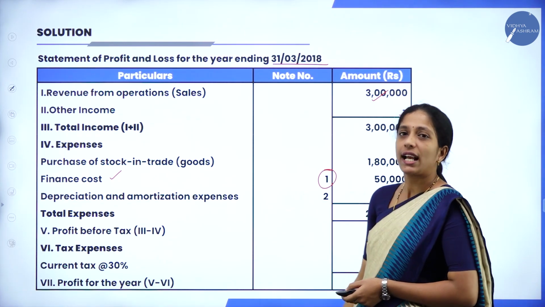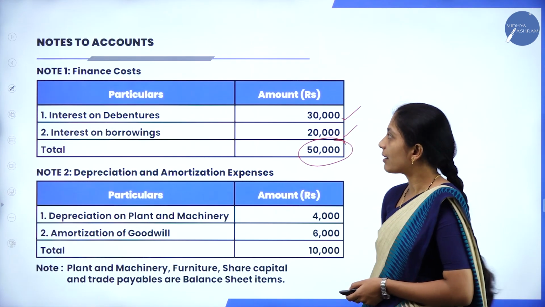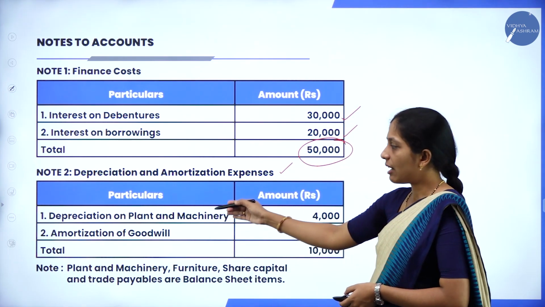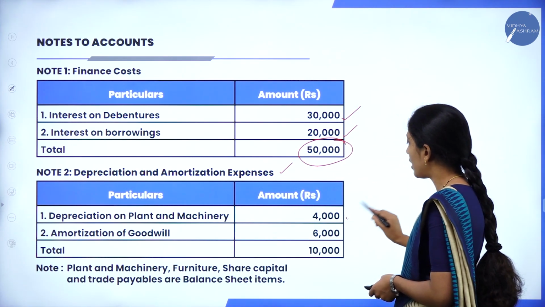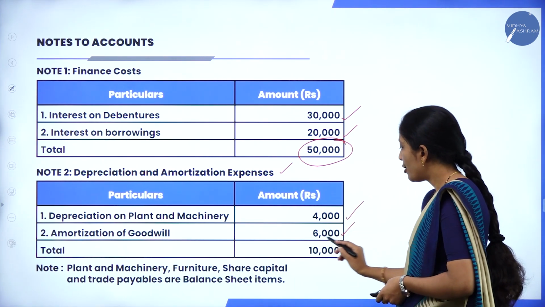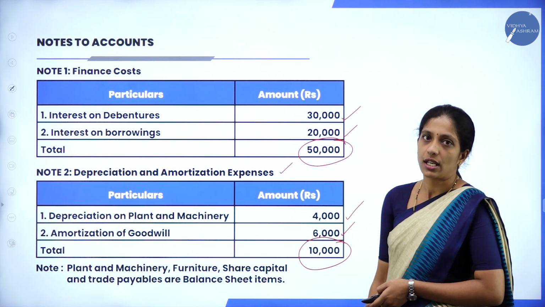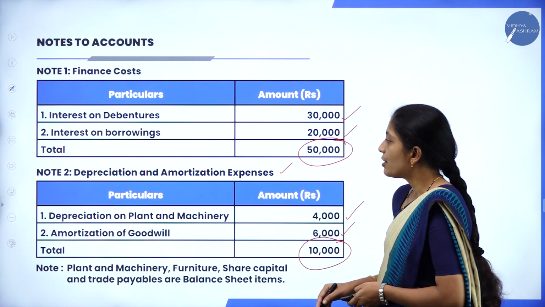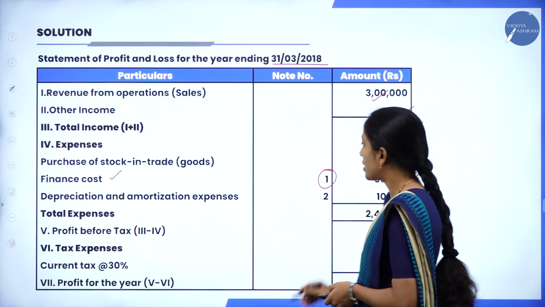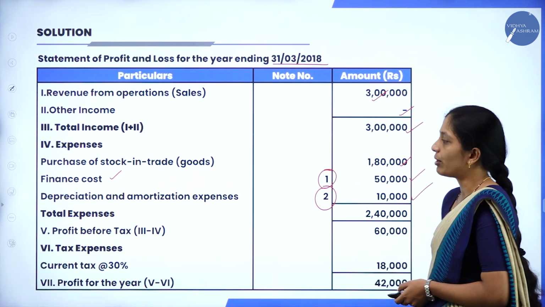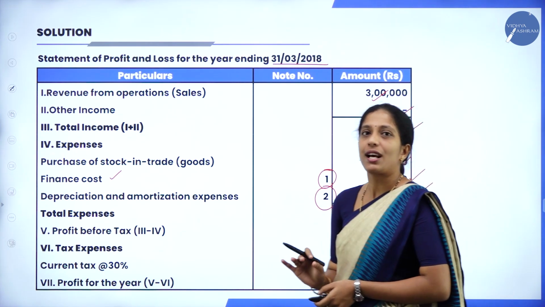Next, depreciation and amortization of goodwill. We can write under the heading depreciation and amortization expenses, under which you can write depreciation on plant and machinery 4,000, amortization of goodwill 6,000, total it is 10,000. So, this has to be shown as note number 2. Okay. So, let us go back here. Depreciation and amortization expenses, note number 2, directly write the amount 10,000. So, we are done with this.